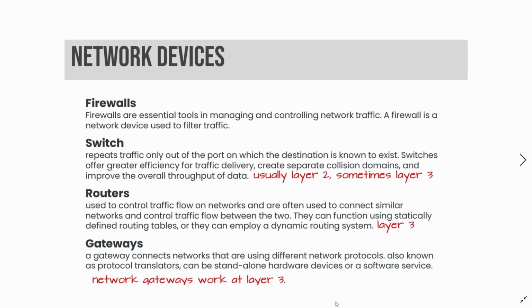Routers are used to control traffic flow on networks and are often used to connect similar networks and control traffic flow between the two. They can function using statically defined routing tables, or they can employ a dynamic routing system. They occur on layer 3. A gateway connects networks that use different network protocols. They're also known as protocol translators. They can be standalone hardware devices or software devices. Network gateways also work at layer 3.